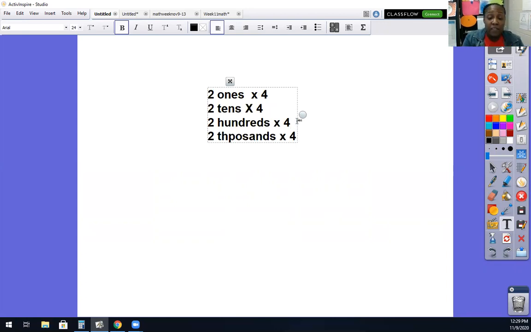Now, using the method that we just used, I want you to try those and see. Oh, look at Miss Everett spelling things wrong. Let's fix that so you can spell it right. 2,000s. And you can go ahead and find the answer, put it on a place value chart, and do your unit form. For example, if I did 2 1s times 4, I'm going to see that that's 8 ones, which also equals 8.